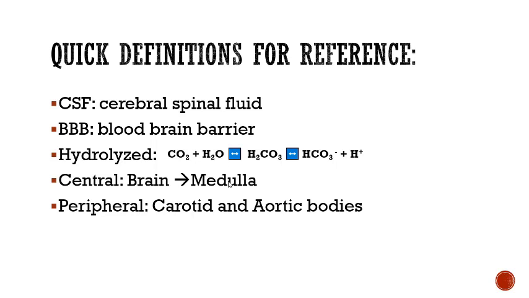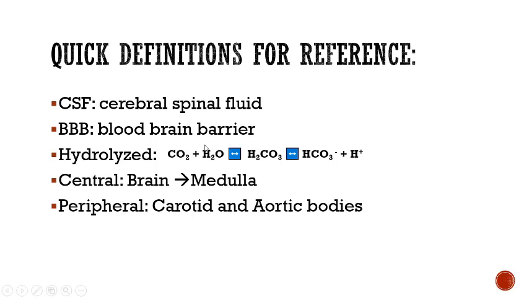So quick definitions for reference. CSF, cerebrospinal fluid. BBB, blood-brain barrier. Hydrolyzed: in this PowerPoint, what we're talking about specifically is the hydrolysis of CO2. All hydrolyzed means is a compound mixing with water, and what happens. Now, we talked a lot about CO2 transport. Most of how CO2 is transported is in this ionized bicarbonate reaction, where CO2 mixes with water. It makes H2CO3, or this weak acid, which then dissociates into HCO3 and H+. This is very important for this unit and understanding how these chemoreceptors are stimulated.